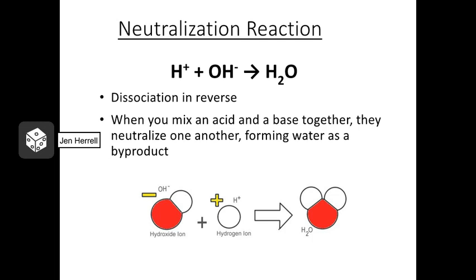Now let's consider what happens when we reverse this reaction. If we take some acid, some hydrogen ions, and some hydroxide and put them together, they get together in such a way that forms water again. The negative of the hydroxide is going to be attracted to the positive of that little hydrogen, so they're going to get together and form good old neutral water. For this reason, when you combine an acid and a base together, we call this a neutralization reaction.